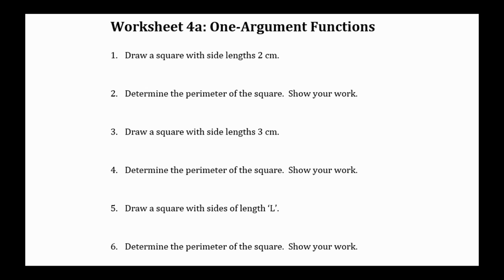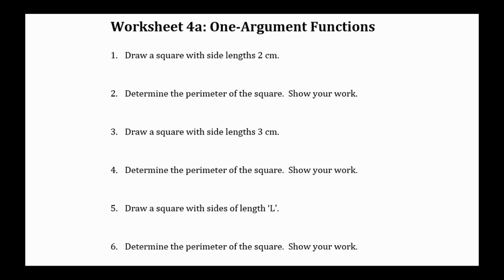So we're going to start with something that we already know how to do. Most of us at some point or another have found the perimeter of a square. So on worksheet 4, you are going to draw the square about 2 centimeters on a side. Don't get caught up if it's not exactly 2 centimeters. You don't really need a ruler, but just sketch out a 2 centimeter long square, and then determine the perimeter. The really important thing here is to show your work, because the work is actually the function.